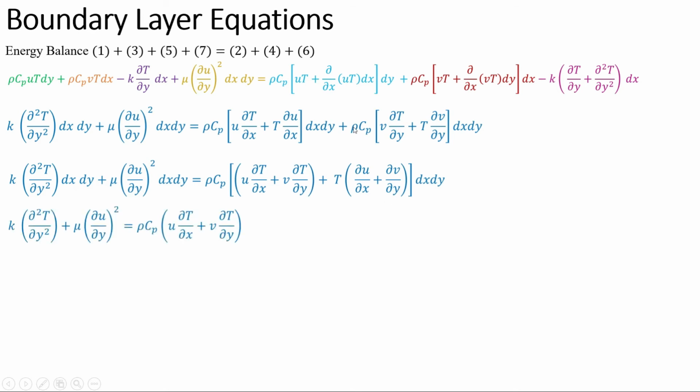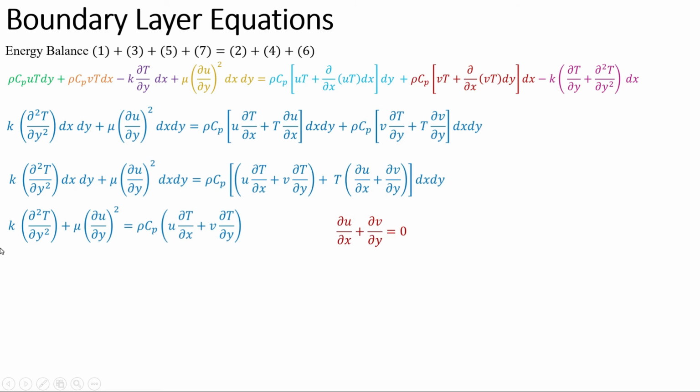Now closely look at this bracket, ∂u/∂x plus ∂v/∂y. My cursor is pointing. What is written here is the continuity equation in 2 dimensions for the steady state case. So ∂u/∂x plus ∂v/∂y is equal to 0, because this is the continuity equation. So when we put 0 in this equation, this term will get cancelled. We have the simplified equation: k ∂²T/∂y² plus mu (∂u/∂y) whole squared is equal to rho cp (u ∂T/∂x plus v ∂T/∂y).